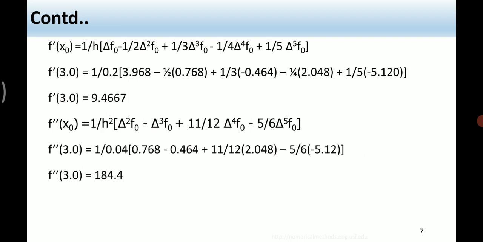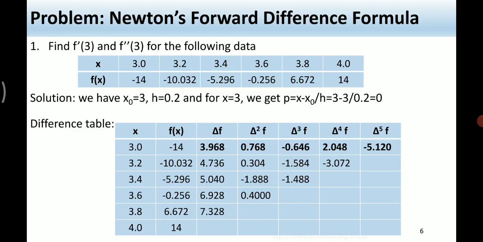So f dash of 3.0 is equal to 1 divided by 0.2 into 3.968. So we will substitute the values that we have got in the difference table. See here you can see in the difference table only the topmost values are highlighted, in bold. Only these values we consider in the Newton's forward difference formula. So your delta f value is 3.968.